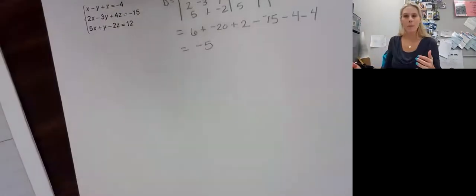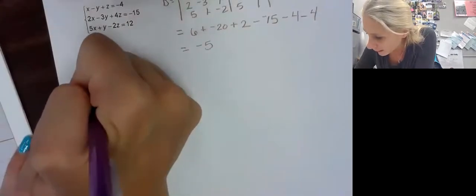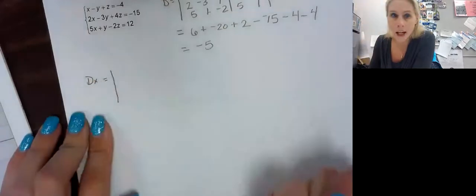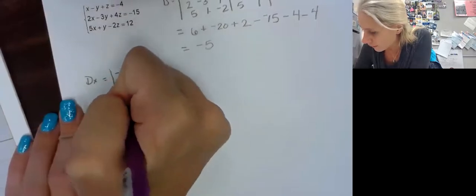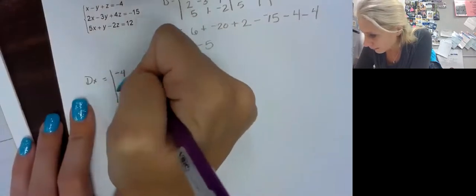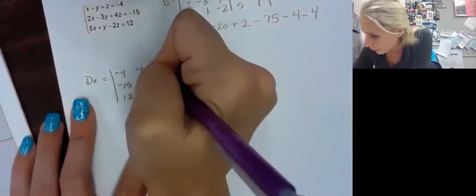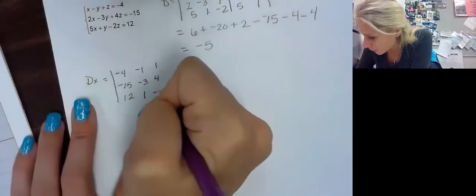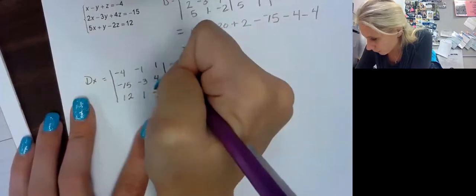All right, that's probably why they give us a whole page to do. So now let me do my dx. Remember, I'm replacing all my x values with the constant. So the constant is -4, -15, and 12. And I'm going to fill in my y's of -1, -3, 1. Plug in my z's, which are 1, 4, and -2. All right, let's do the first two columns there.